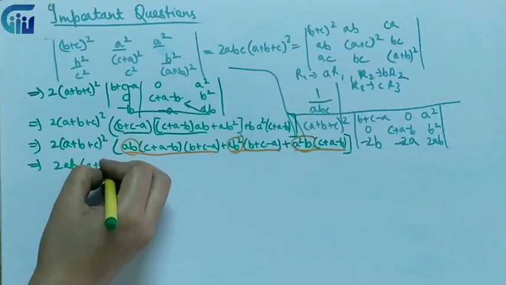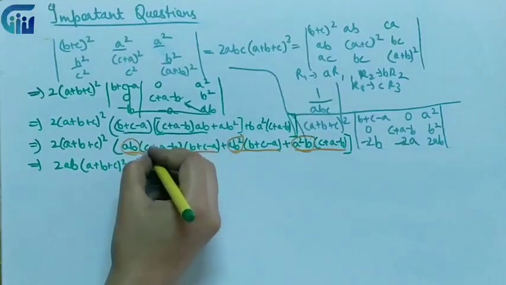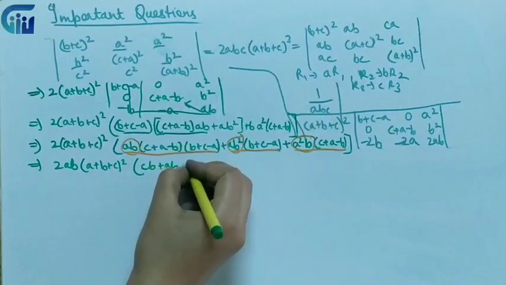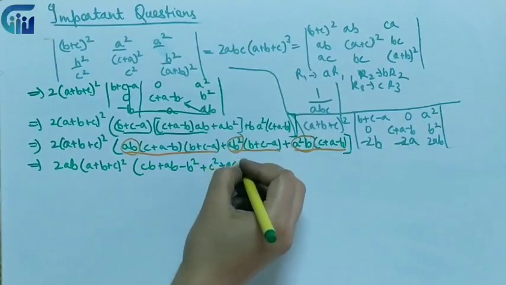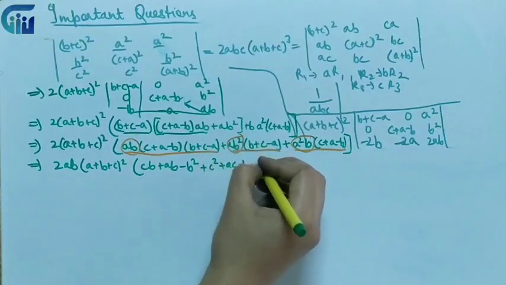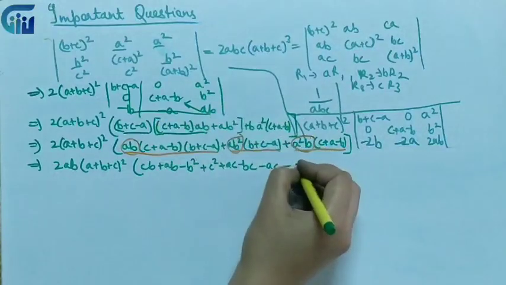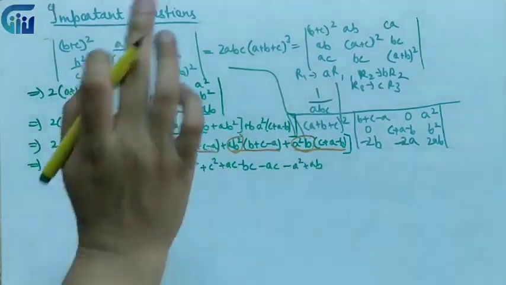This will be (A plus B plus C) whole square. So we will write it again. I will multiply C with B: CB plus AB minus B square, then plus C square plus AC minus BC, then with A: minus AC minus A square and plus AB. So after taking AB common, I have multiplied these two terms.